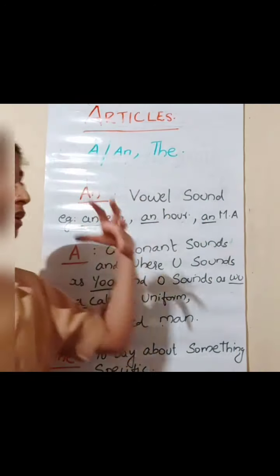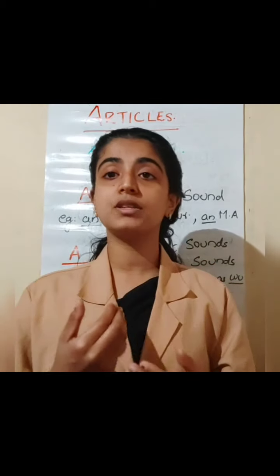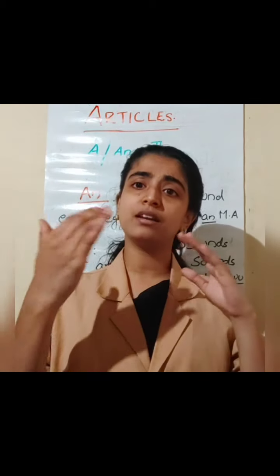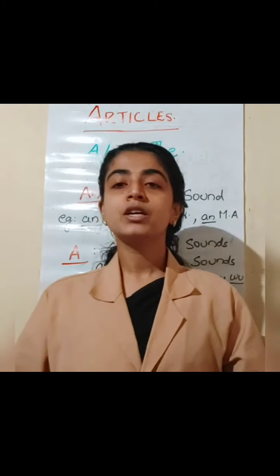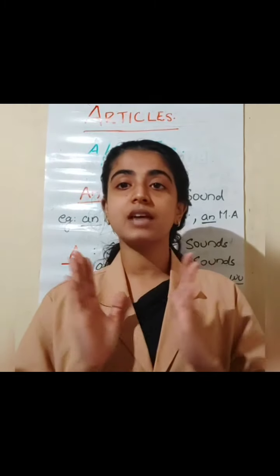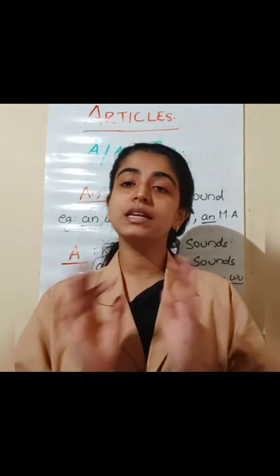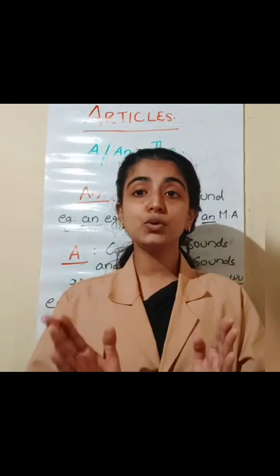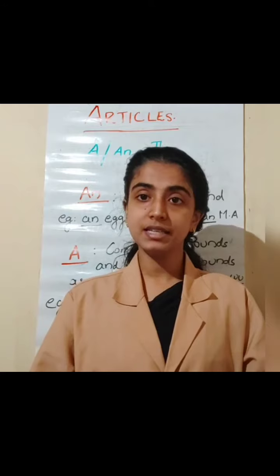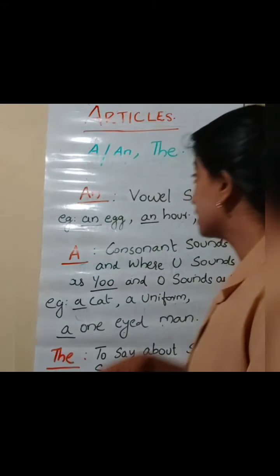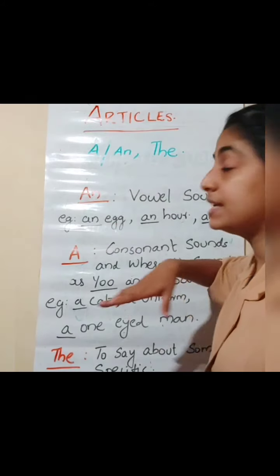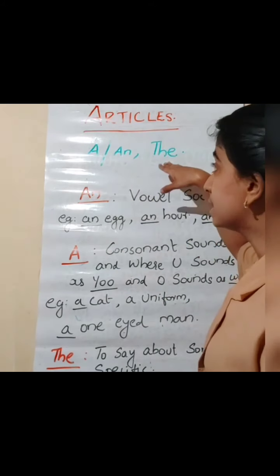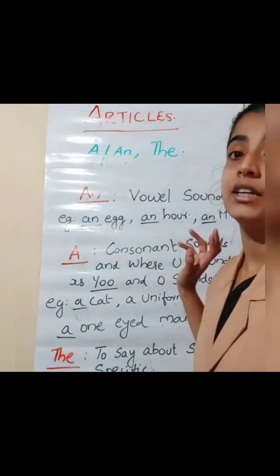You might know about articles because you might have been learning them in your lower classes. There are three types of articles used in English grammar. What are they? The first one is a or an, and the second one is the. These are the three articles that are used in English grammar.